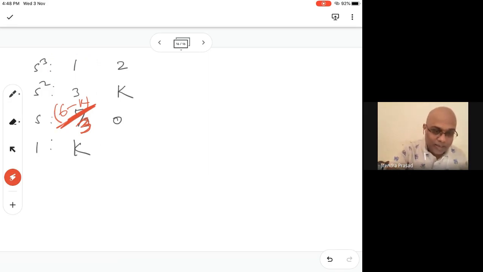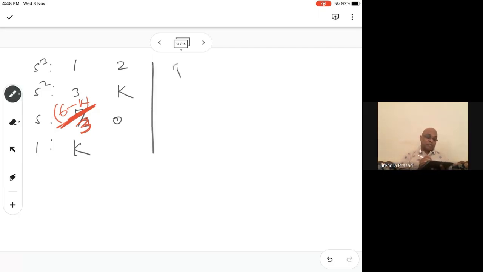Now the problem says that we have to find out the stability. So let's see what this is. Determine the range of k for stability of a unity feedback control system, whose open loop transfer function is given. So range of k we have to find out. Okay, so now how will we find out?